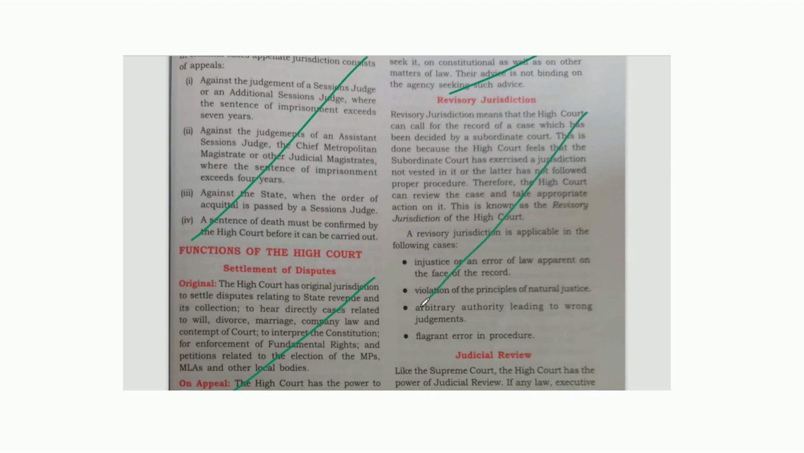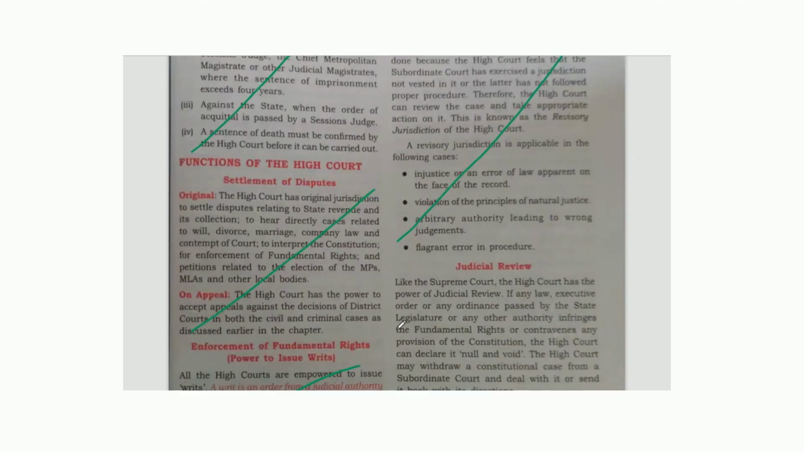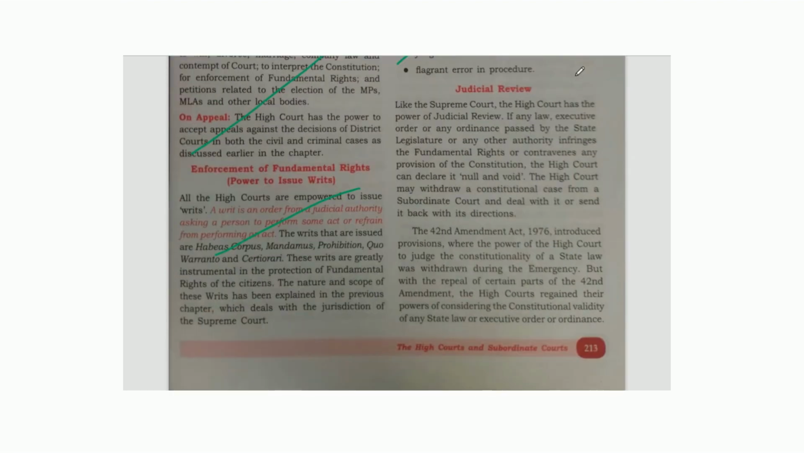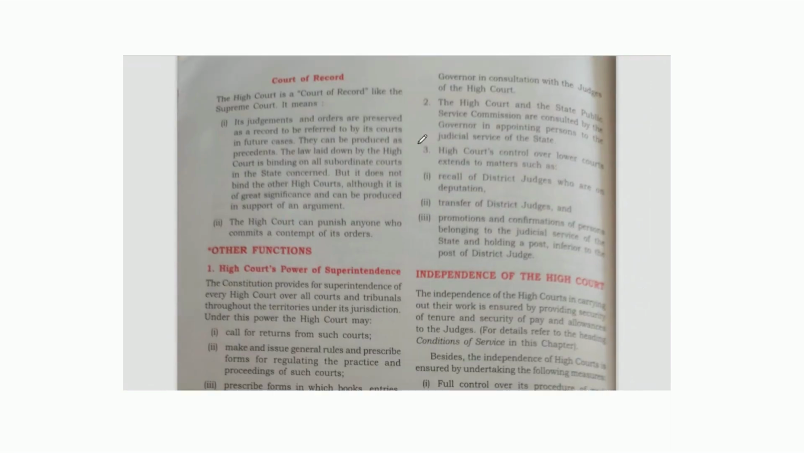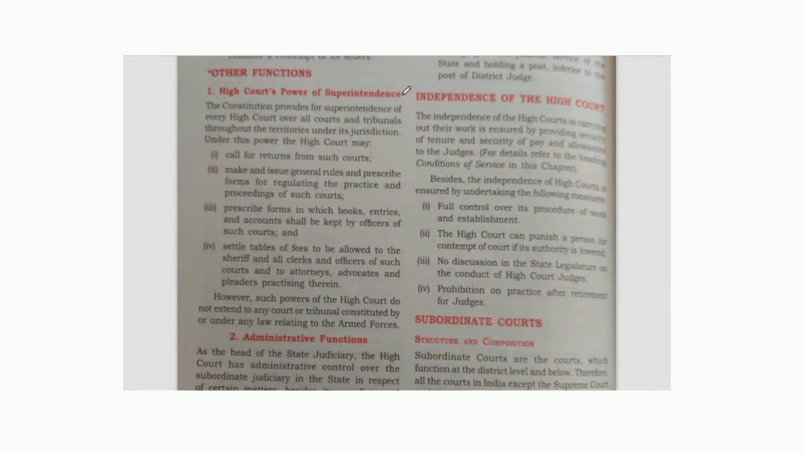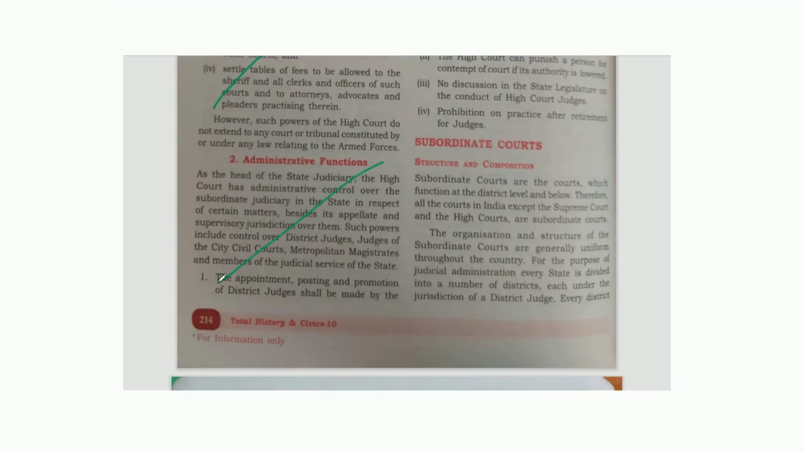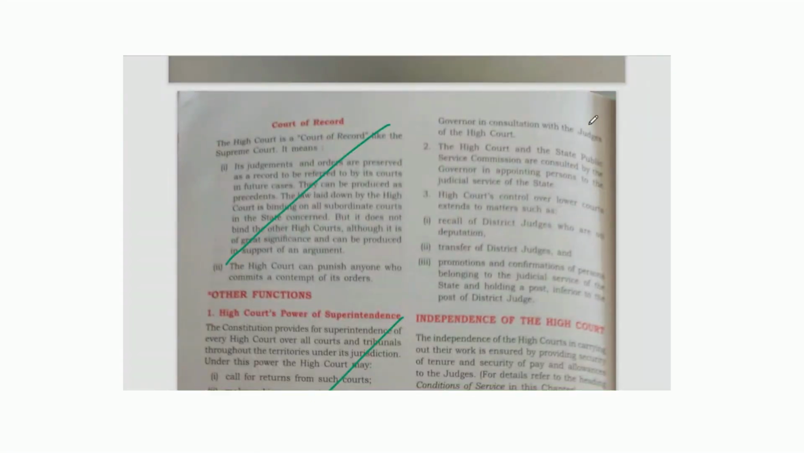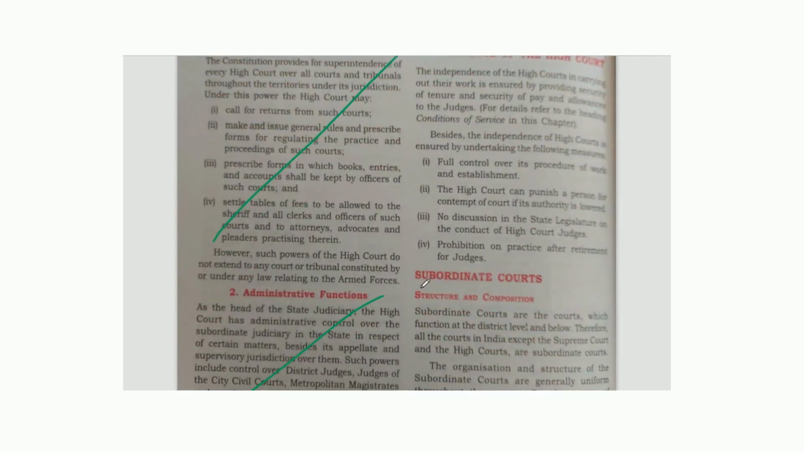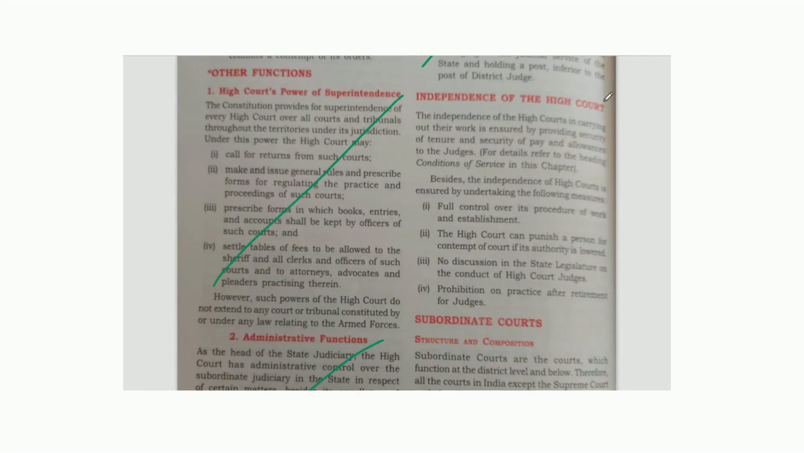If you've seen my other video on Supreme Court, you know that these points are already covered in the chapter on Supreme Court, hence they have reduced it from the High Court chapter. Judicial review again is not in syllabus, so entire page number 213 is not in syllabus. Then again, you are not doing the court of record. Cancel High Court's power of superintendence. Cancel administrative functions. All the points here should be cancelled. Independence of High Court is also not in syllabus.